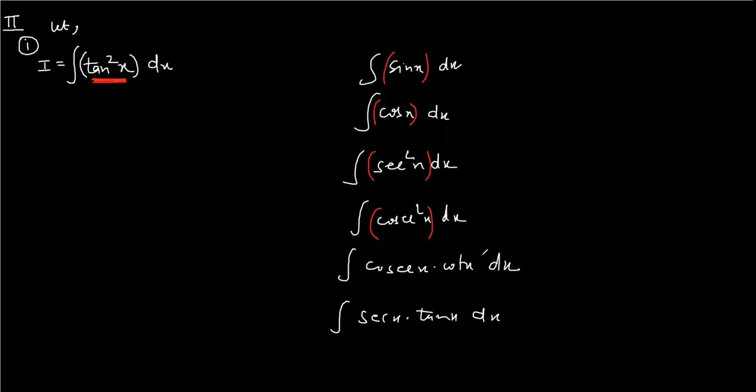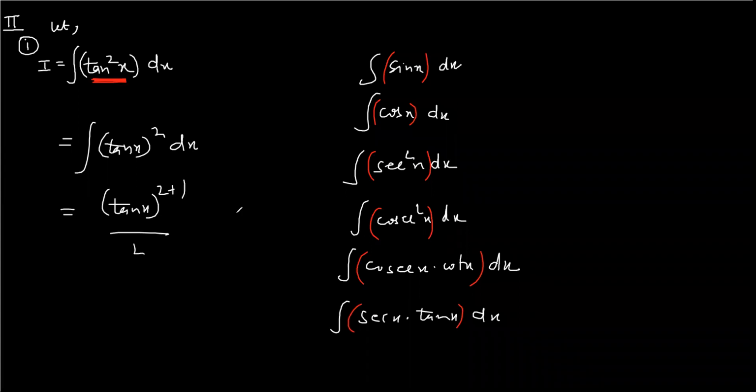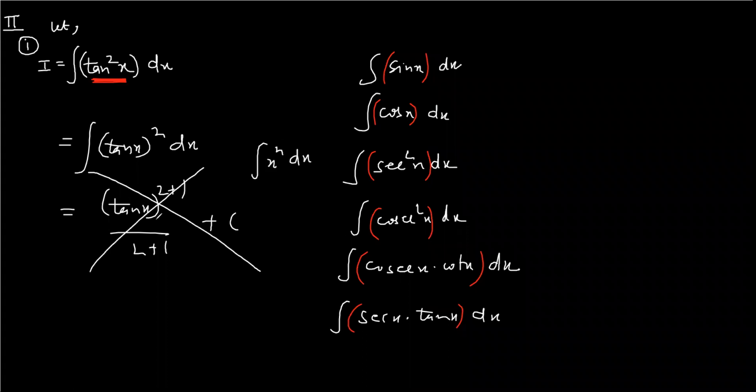So if I have this function, how do I integrate? Please do not apply results blindly. Some students say tan x the whole square, this is x raised to n, so tan x raised to 2 plus 1 upon 2 plus 1. Oh my God, this is wrong. You cannot apply x raised to n here, because these results are very specific. Let me explain this to you in detail.